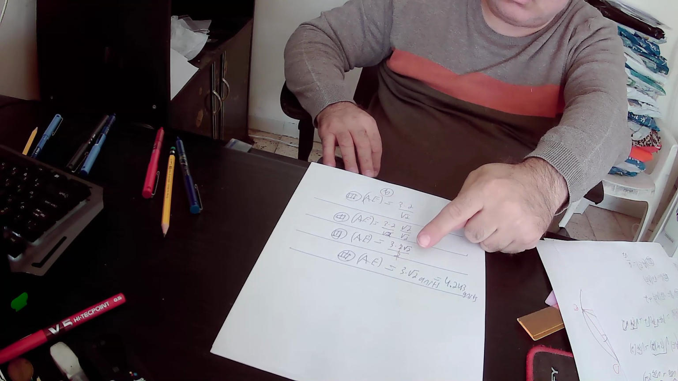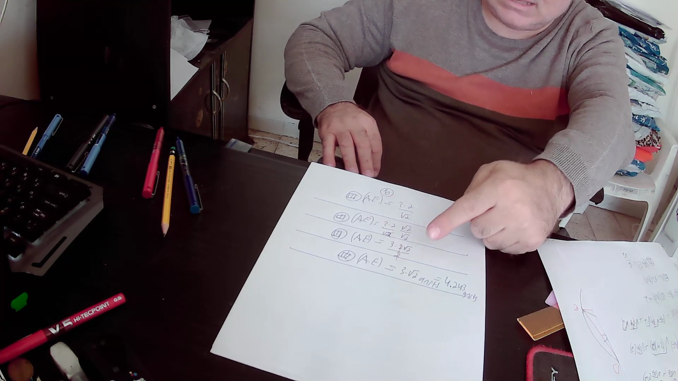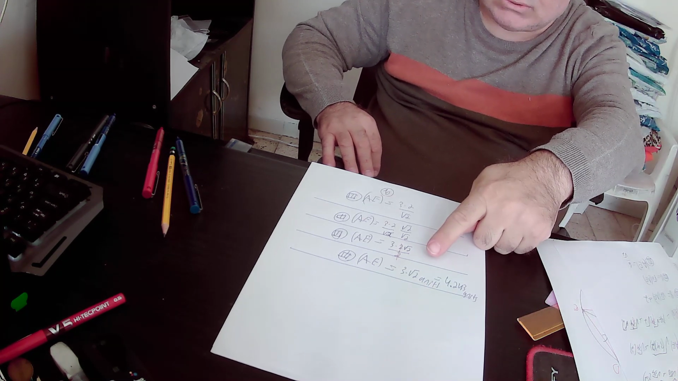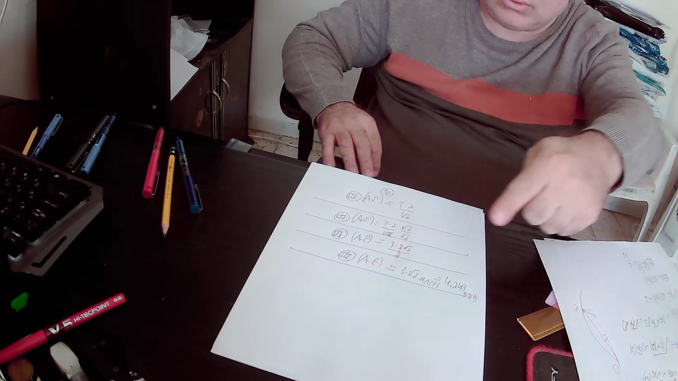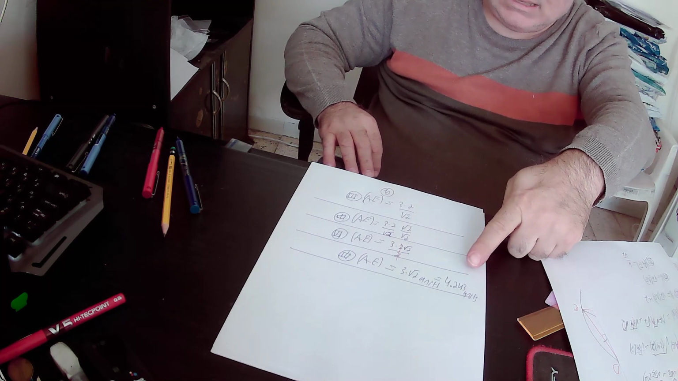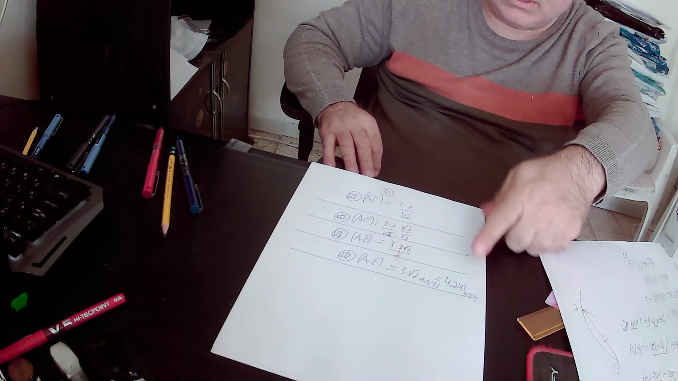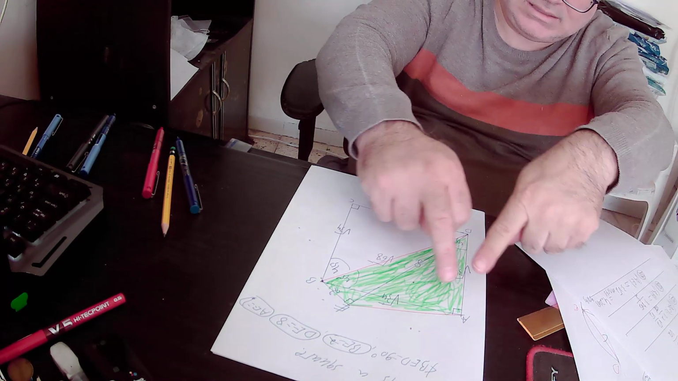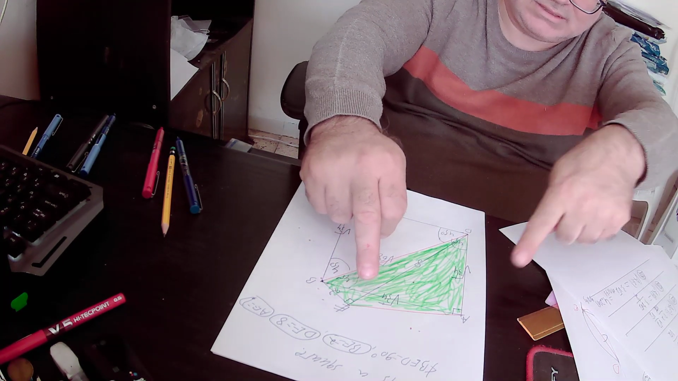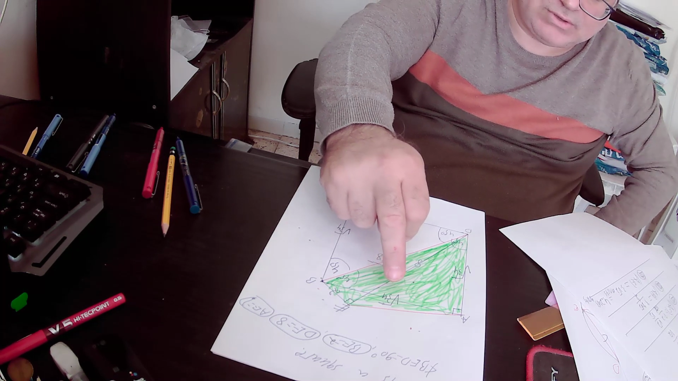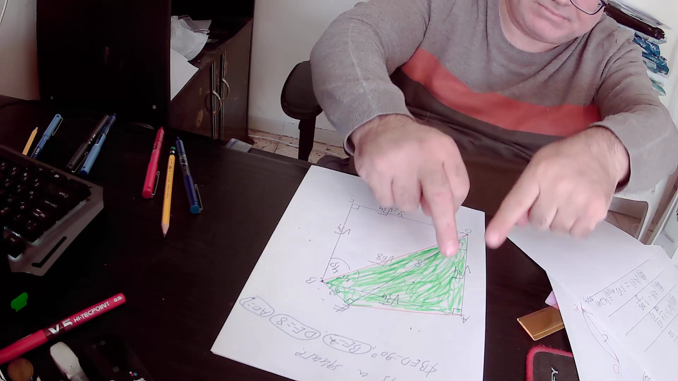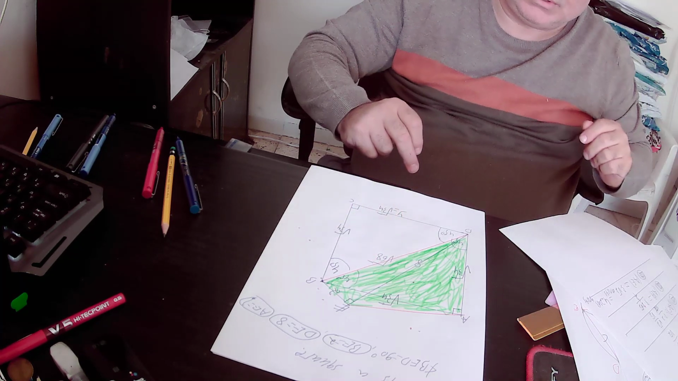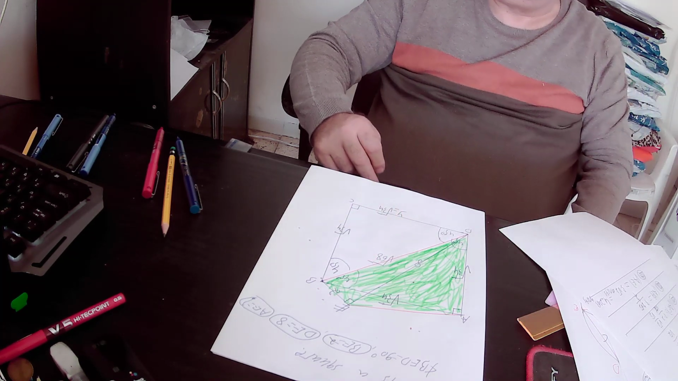2 over 2 is 1, so the 2s get cancelled, and we found out that AE equals 3 times square root of 2 units, or in terms of numbers, AE equals 4.243 units. I will repeat again. We found out that AE, this red line segment, equals either 3 times square root of 2 units, or in terms of numbers, 4.243 units. Okay? Thank you very much.